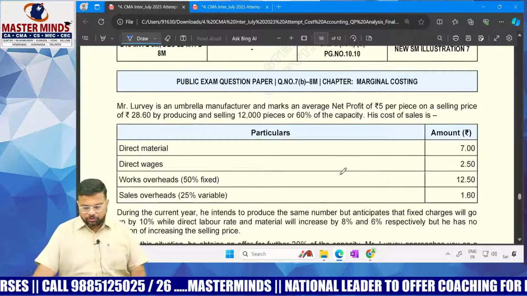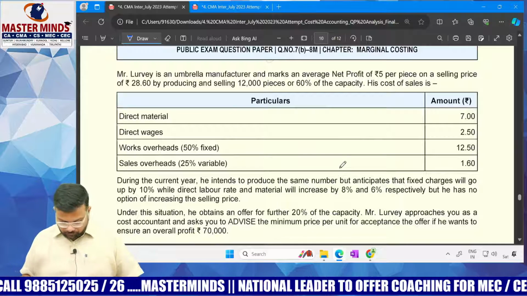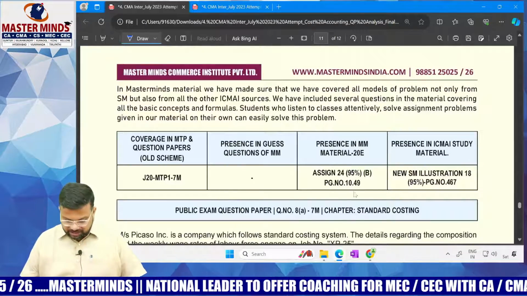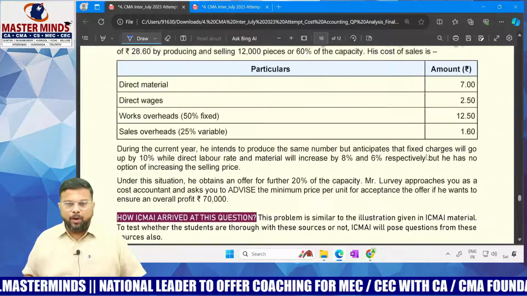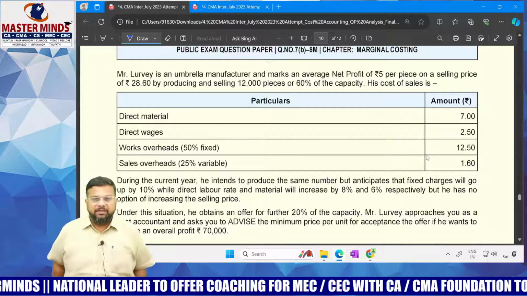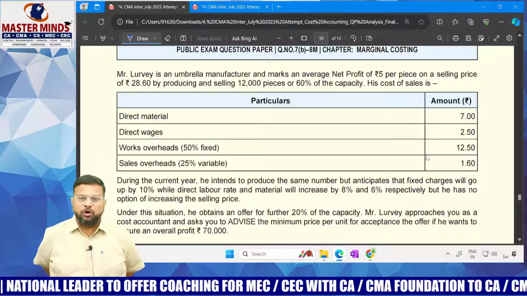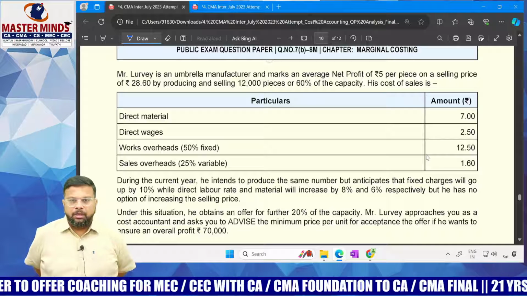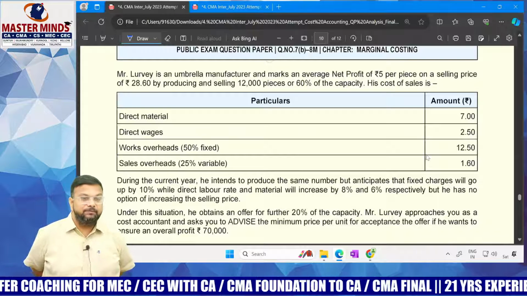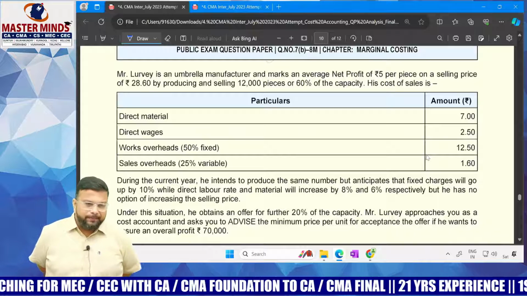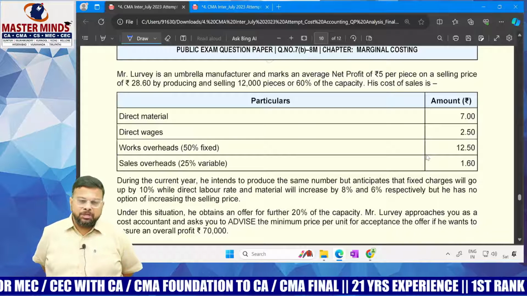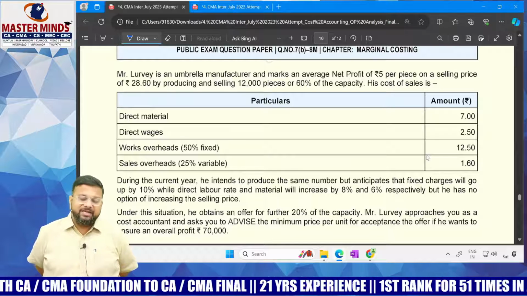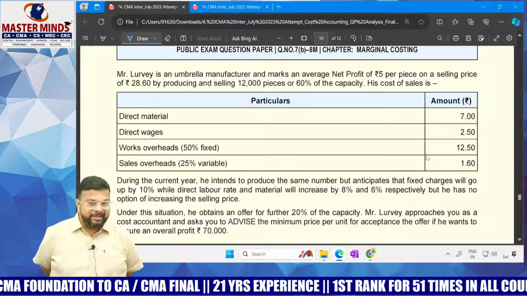The next question is also from marginal costing. Okay, right. So the same kind of question is there in our material, that is assignment 24. What they have asked in this question is that they have given selling price information and cost information, and they're anticipating that there will be an increase in cost in future, and there is no possibility of increasing any selling price. Now the company has received an order and wants to earn so and so profit. What is the price that it has to charge for the order that it has received?